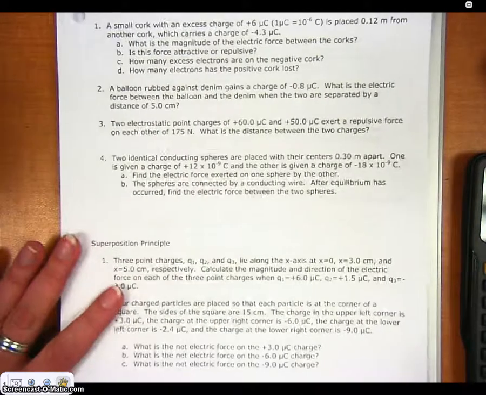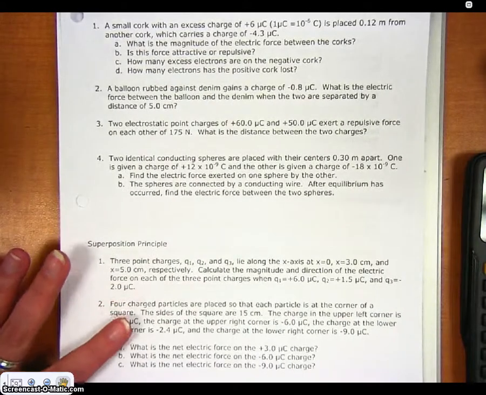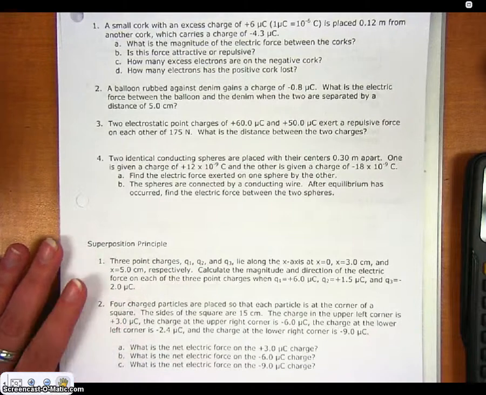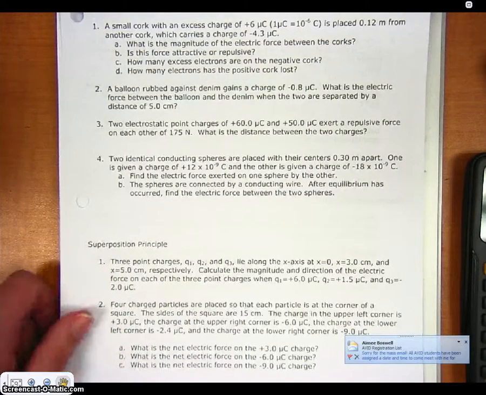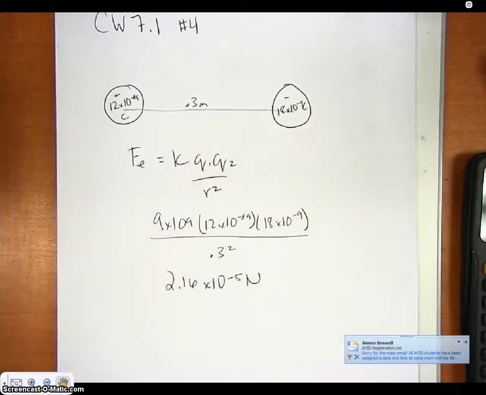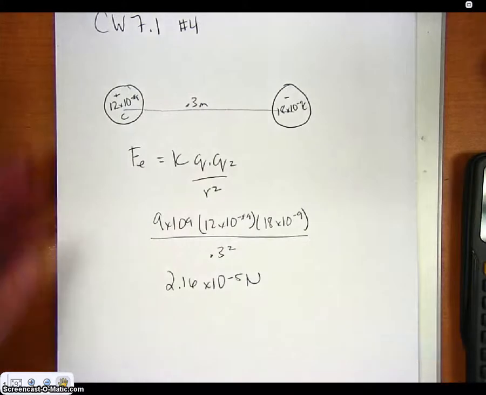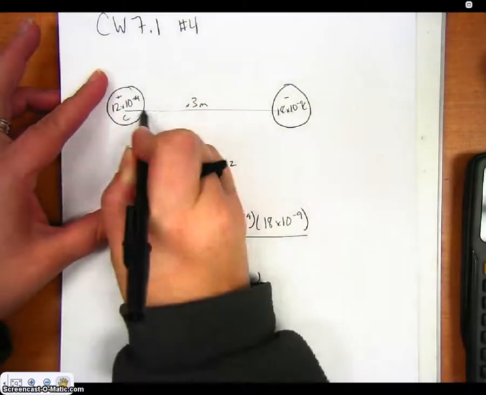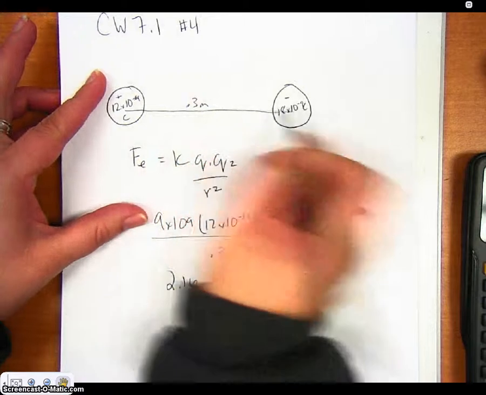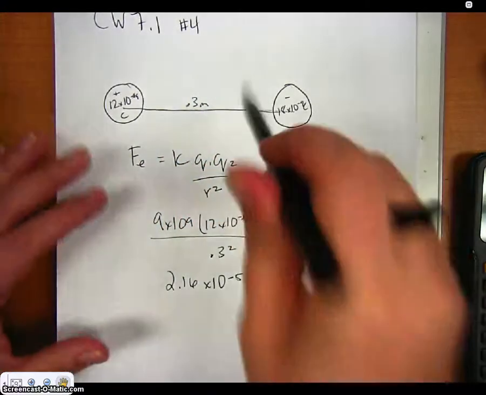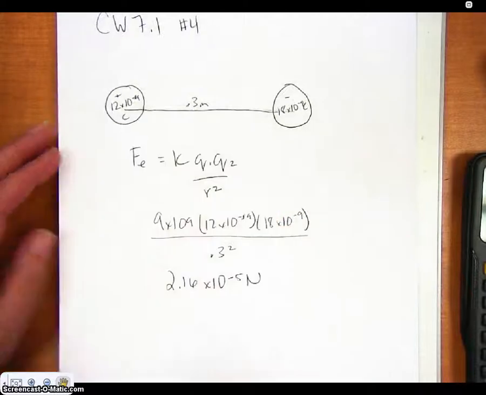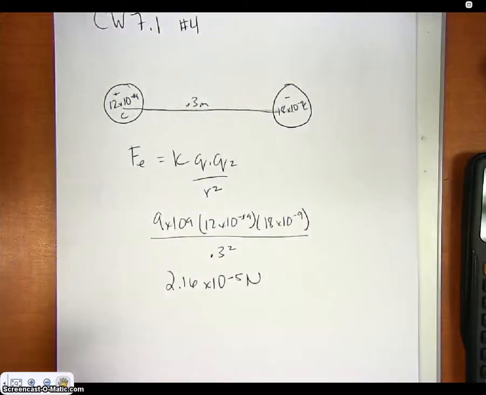Okay, now there's a second part to this problem. It says the spheres are connected by a conducting wire. After equilibrium has occurred, find the electrical force between the two spheres now. So we have to understand what this scenario means. Essentially, you are connecting them by a wire, so the electrons are going to be able to move along that wire. And remember, they want to evenly distribute themselves, so they come to equilibrium where they have equal charge.